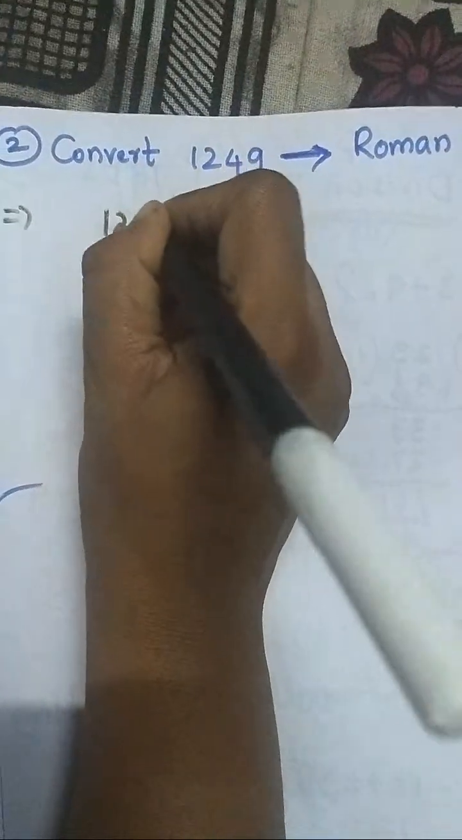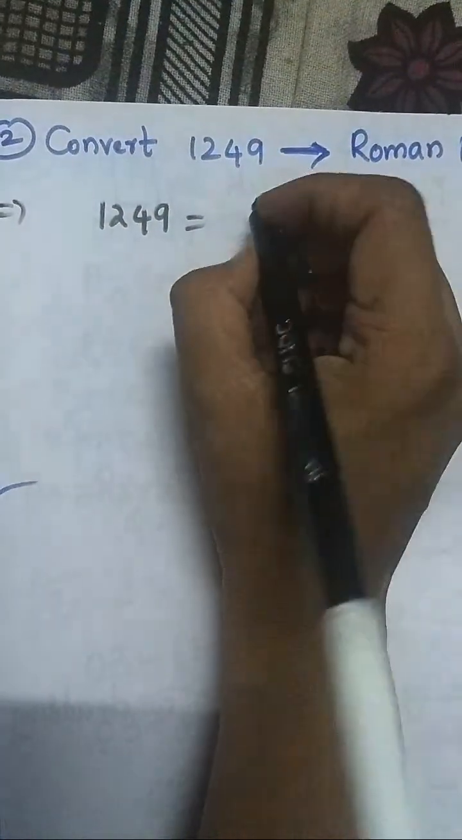Now another, second example: convert 1249 into Roman numerals. Convert this one. So see here what we have been given, 1249. First we have to expand this.